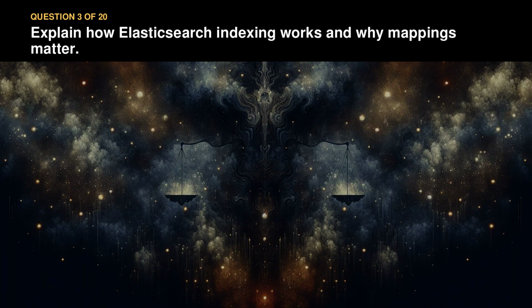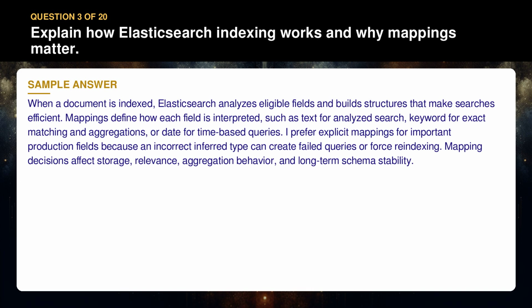Question 3. Explain how Elasticsearch indexing works and why mappings matter. When a document is indexed, Elasticsearch analyzes eligible fields and builds structures that make searches efficient. Mappings define how each field is interpreted, such as text for analyzed search, keyword for exact matching and aggregations, or date for time-based queries.